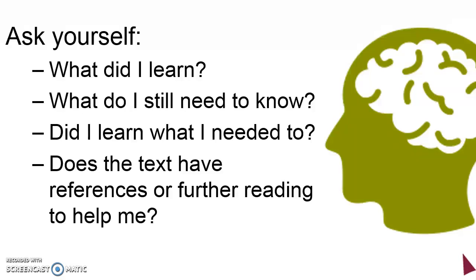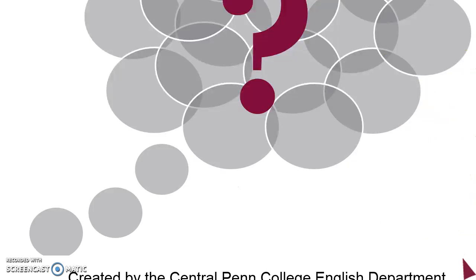So all of that being said, those are the main things that you should do. But in the end, to make sure that you are processing the information that you have received, you need to ask yourself these questions. What did I learn? What do I still need to know? Did I learn what I needed to? Does the text have references or further reading to help me? And once you have done that, you have become an active reader.